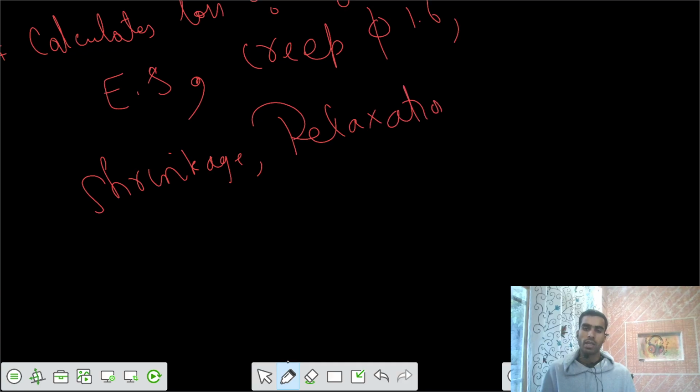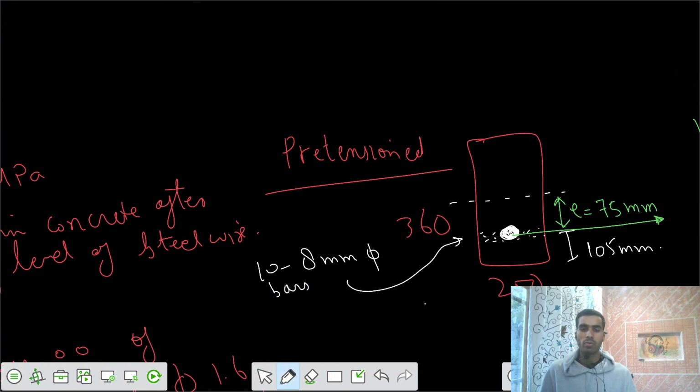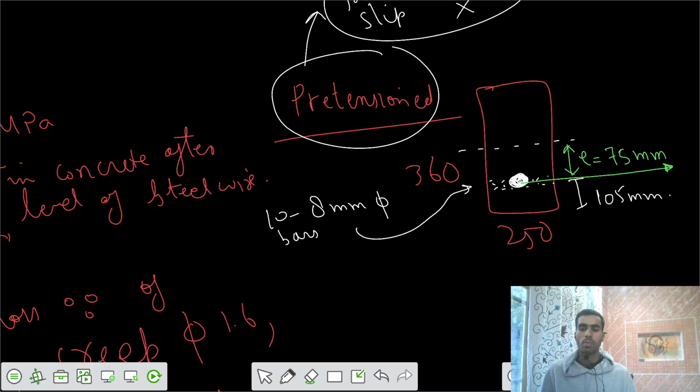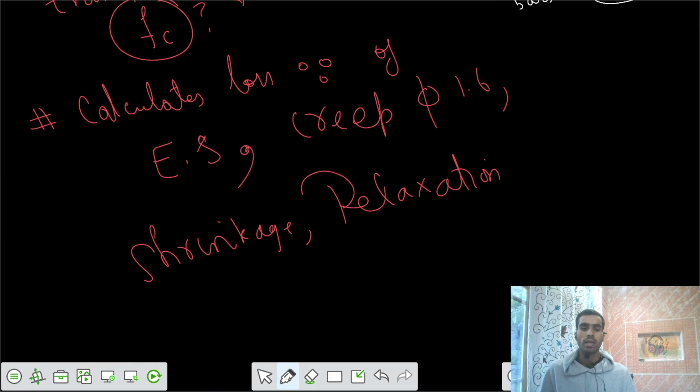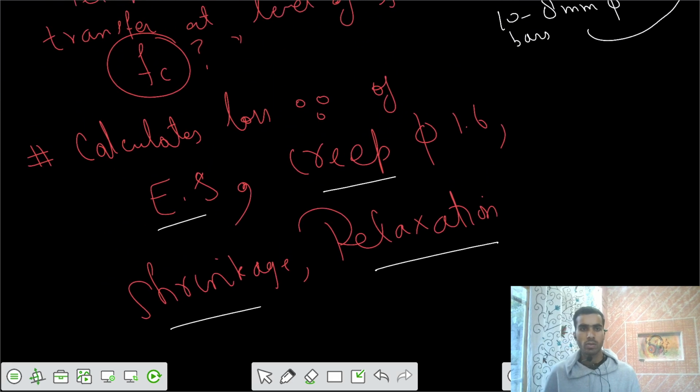I would say in pre-tension beams we have only 4 kinds of losses. Friction loss is not there. Anchorage slip is not there. So only 4 kinds of losses are possible in pre-tension: elastic shortening, creep, shrinkage, and relaxation. So let's calculate the final total loss.